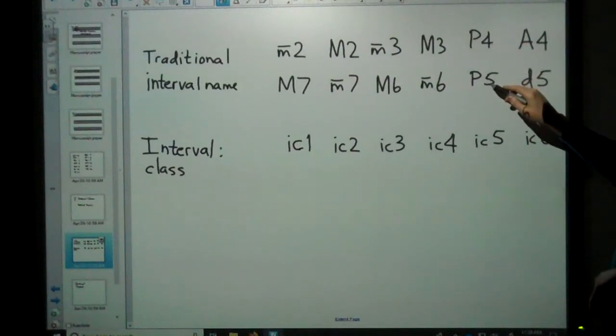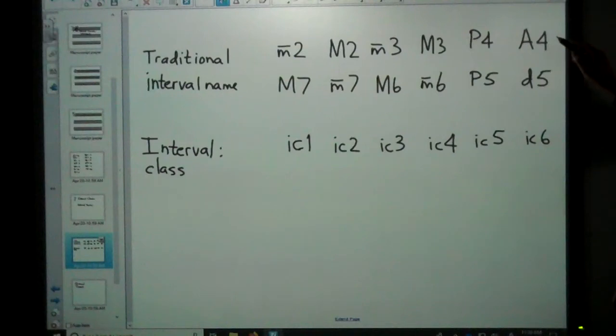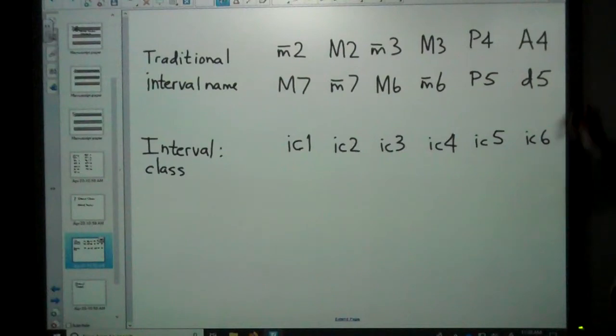The perfect fourth and the perfect fifth belong to interval class 5. And the augmented fourth and its inversion, the diminished fifth, each contain the same number of half steps between them, because both of these intervals are known as the tritone. And both these intervals contain 6 half steps, so they therefore must belong to the same interval class 6.